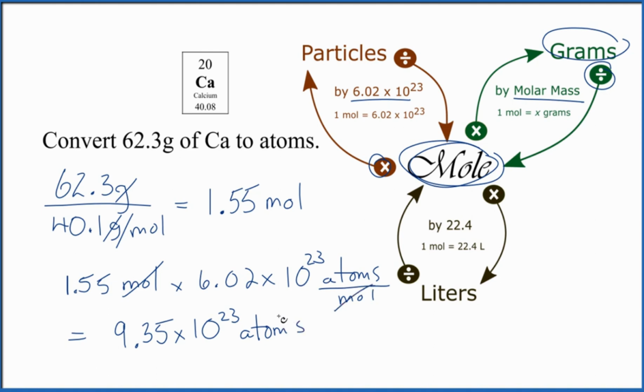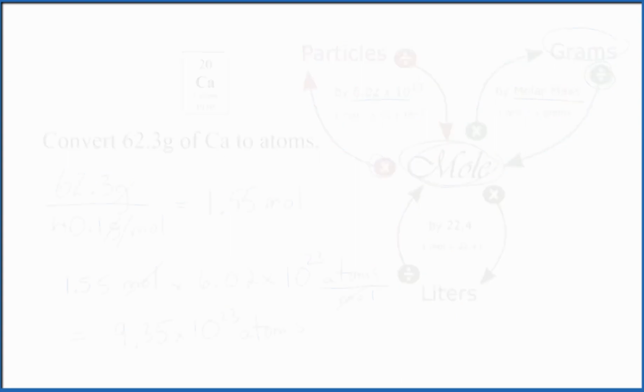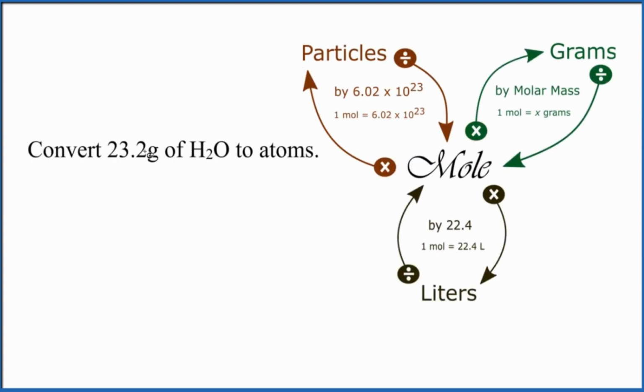But what if you have something like a molecule? Say H2O. Let's try that. So we've got 23.2 grams of H2O. We want to find atoms. So it's the same process. We go from grams, divide by the molar mass to get moles, then we multiply by Avogadro's number to get particles. In this case, we're looking for atoms. There is a little bit more of a step, though, in here when we have molecules. So let's try it. We have our 23.2 grams that we were given for the problem. We divide by the molar mass of water.